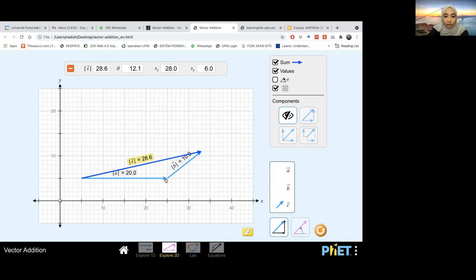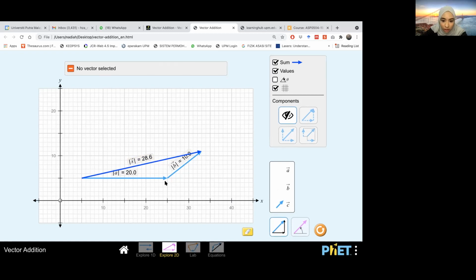Macam samalah. Sekejap besarkan sikit. Tak boleh besarkan ke? Oh my god. Why? Tak boleh besarkan? Okay, tak boleh. Sekejap, let me try another method. Oh, tak boleh. Jahatnya. Okay, so tak apa.